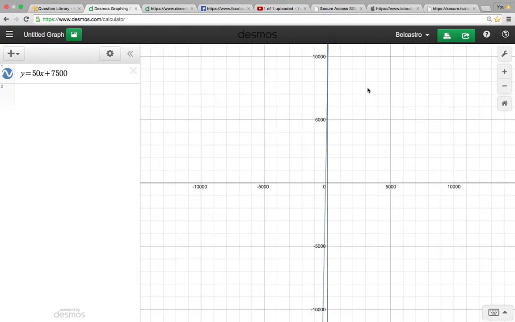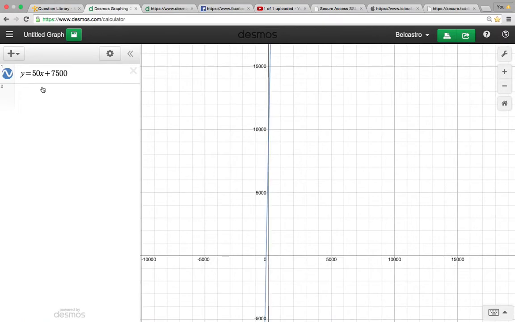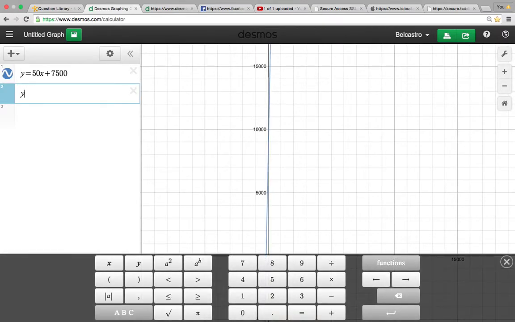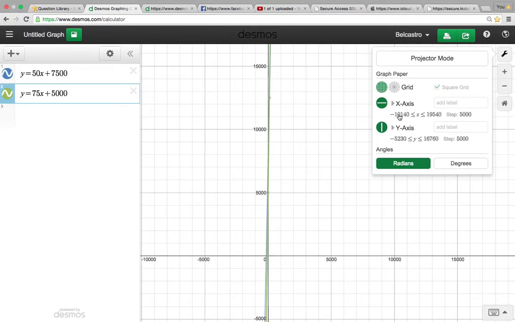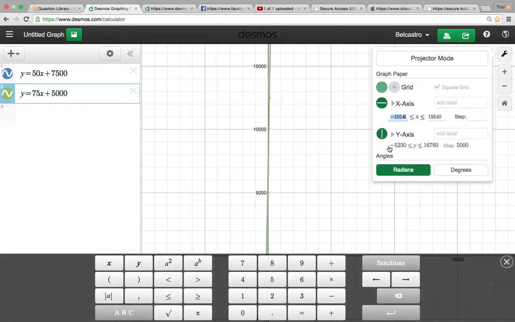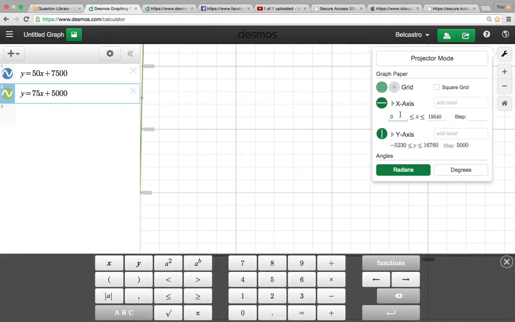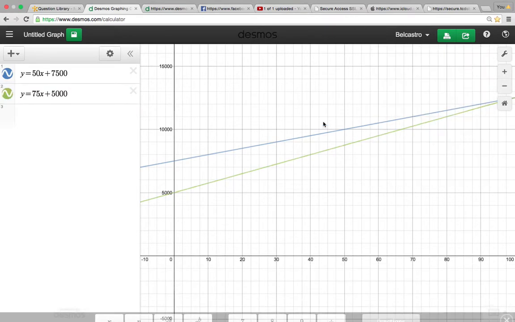There it is. Oh my gosh. I'm going to have to make a little bit of a better scale. Let's put the other one in too. Y is equal to $75 per person, but the original cost was $5,000, right? Really hard to see this, so I'm going to change the scale here. My x-axis is going to go from 0. Yeah, actually 0 is good. Let's go negative 10 actually, to maybe 100. That's a little better.